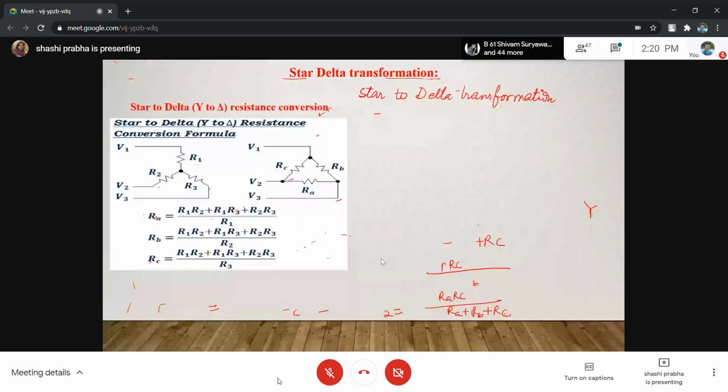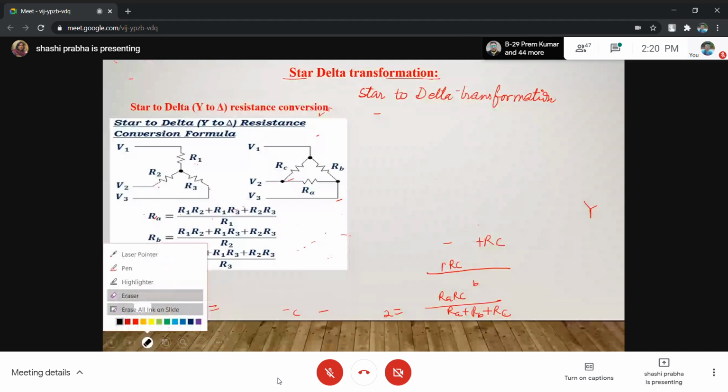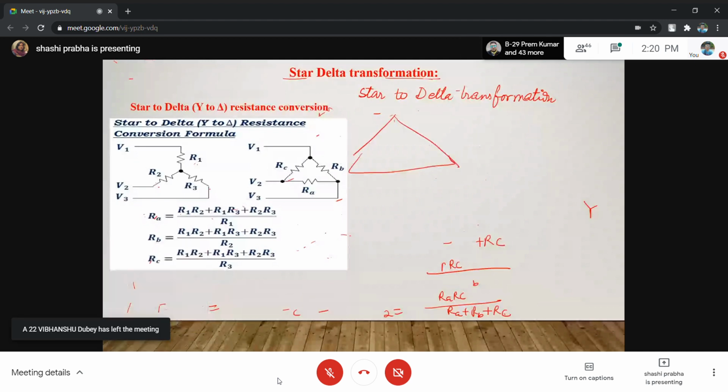अभी मुझे डेल्टा दिया है, okay, 6, 4 and 5. I want to convert this into a star. What about this resistance? 6 into 4 divided by 6 plus 4 plus 5. What about this resistance? 6 into 5 divided by 6 plus, denominator same होगा. What about this resistance? 4 into 5 divided by 4 plus 5 plus 6.